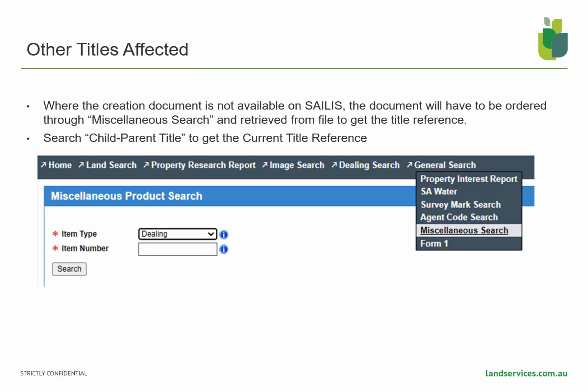Where the creation dealing is not available to view on SALIS, the dealing will have to be ordered from our records storage facility using the miscellaneous search in SALIS. When the dealing has been retrieved, the title reference can be identified from the dealing, then search for the current title using the child parent search.